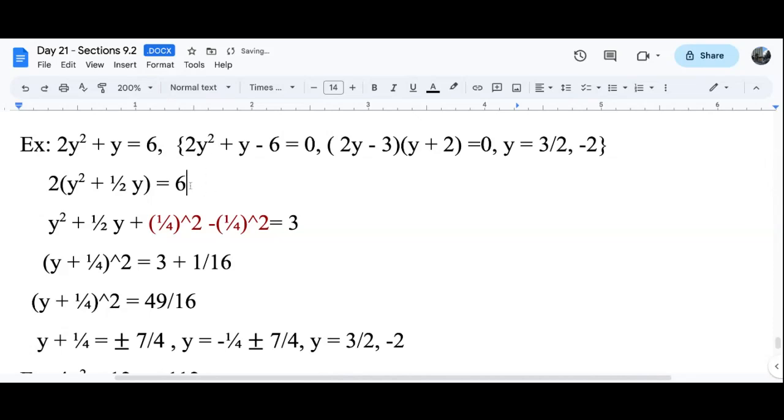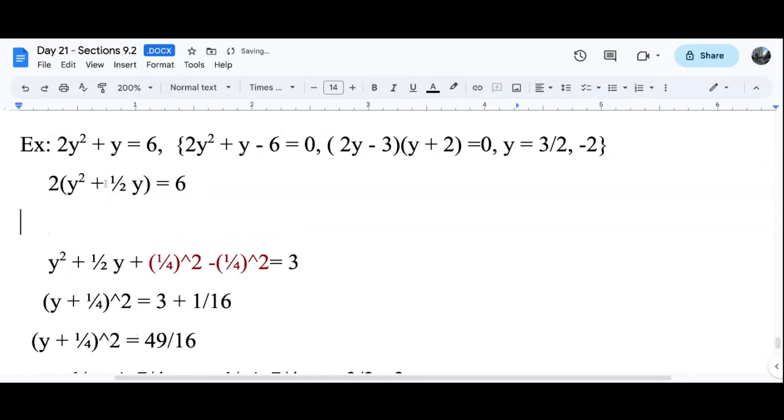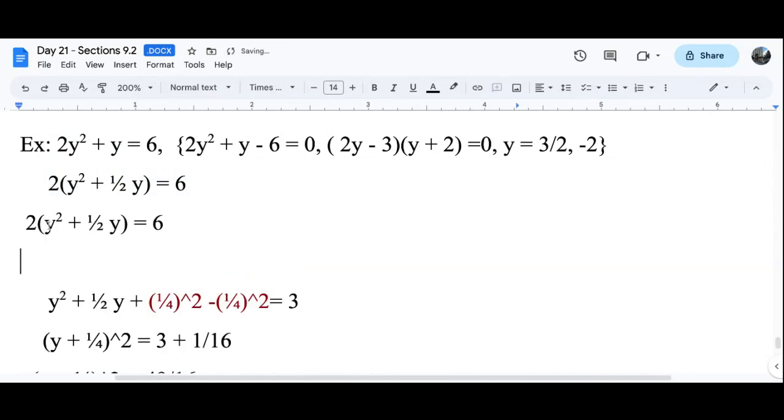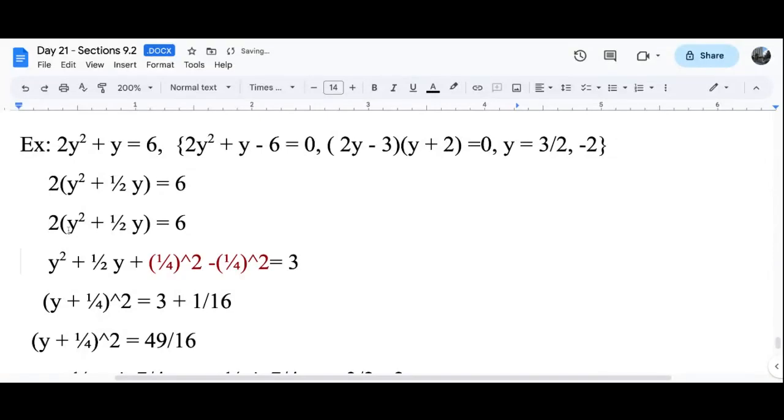Oh, no, not divided by 2 yet. So from here, we factor out 2. If we factor out 2, 1y becomes half y, because 2 times half, that's 1, right? So then we divide by 2 on both sides. 6 divided by 2 is 3.